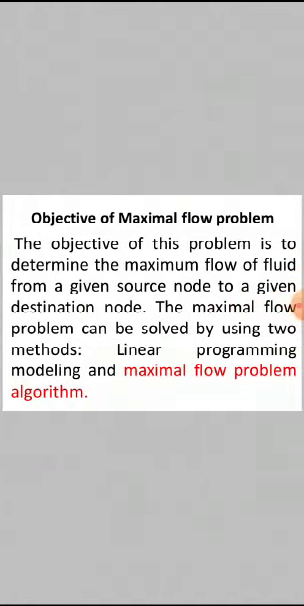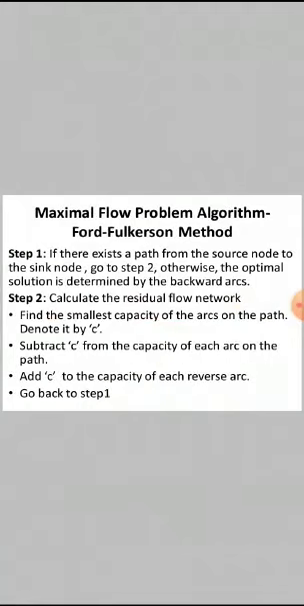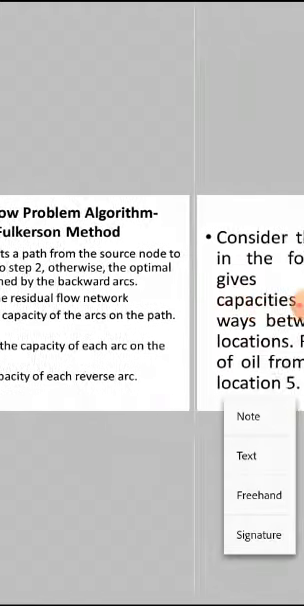Now the objective of the maximal flow problem is to find the maximum flow of fluid from a given source to a given destination node, and this can be solved by two methods. Here we are using the algorithm named Ford-Fulkerson method. Only two steps are there, and this can be illustrated by using an example.